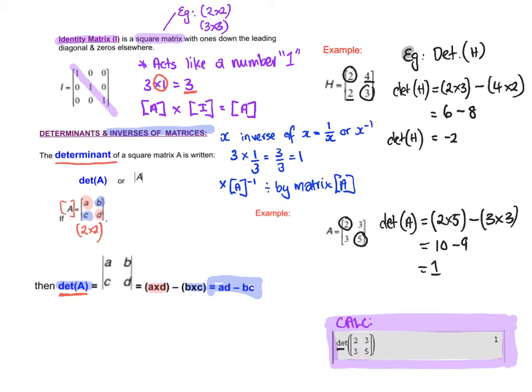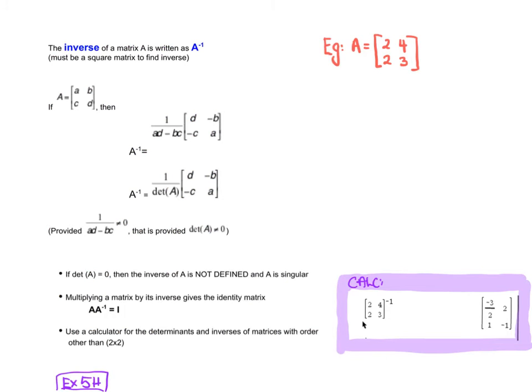You type the letters DET and then you open the bracket, a curved bracket, then you pop your matrix in and press enter. Now, can you see I put in this matrix here and I showed you. I'm going to pause it for a minute and show you on the calculator.